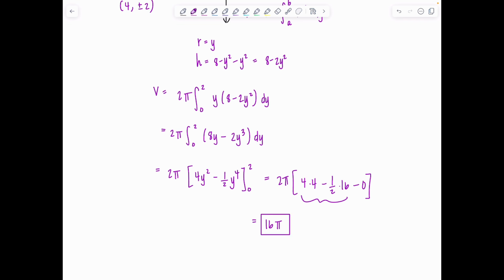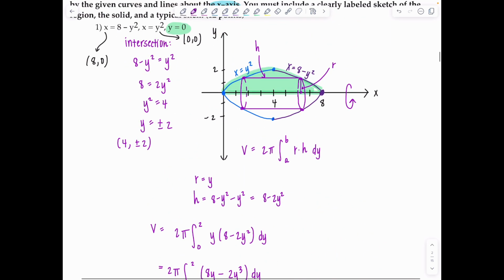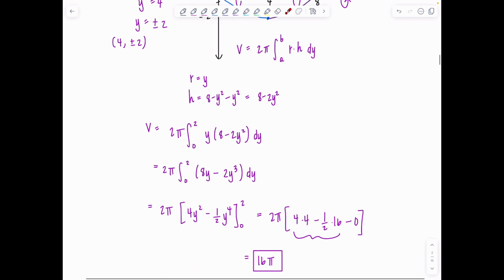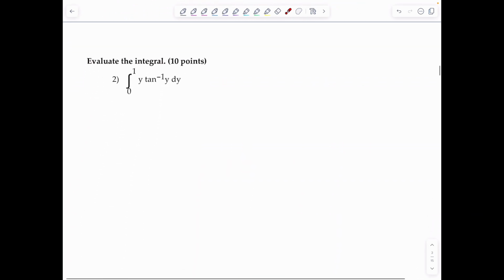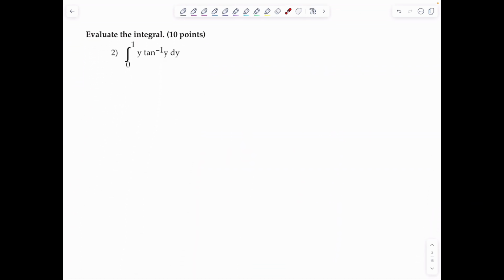I think the biggest issue for students was either they didn't remember the formula for cylindrical shells correctly, or they messed up the limits of integration. So always remember, limits of integration are based on the original region before you spin it. Yes? Good. Okay. Next one, classic one: evaluate the integral from 0 to 1 of y times tan inverse of y dy.